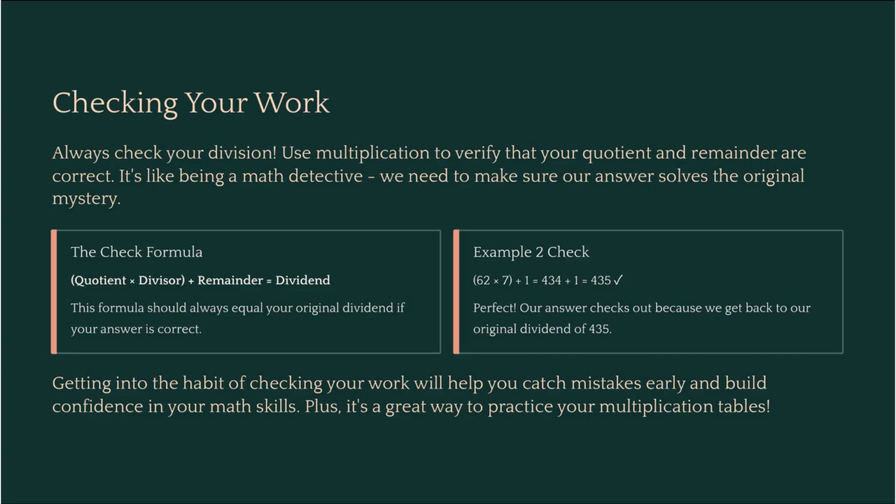A great habit to build when aiming for fluency is checking your work. The check is simple. You multiply the quotient by the divisor and then you add the remainder. The result should be the original dividend. For example 2, we check 62 times 7 plus 1. 62 times 7 is 434, plus 1 is 435. Since 435 was our original dividend, our answer is absolutely correct.